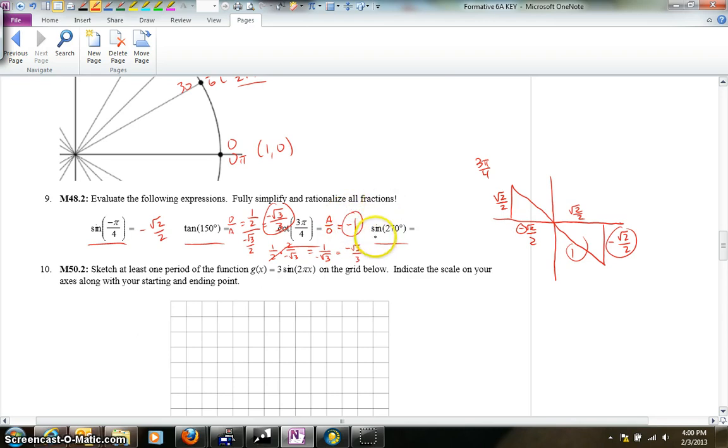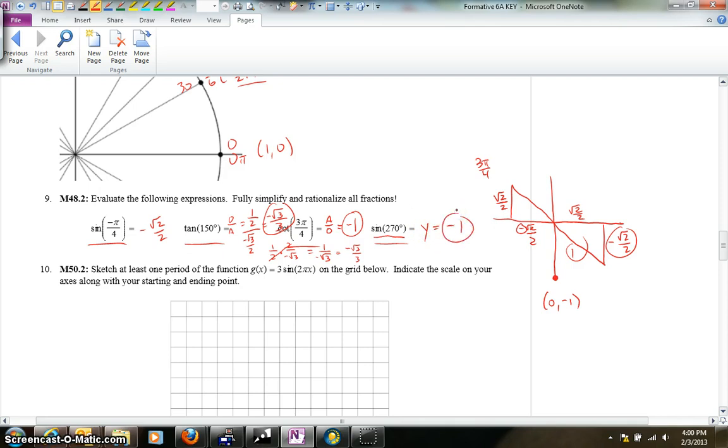Finally, we'll go ahead and do a sine of 270 degrees. That's down here where we have an x value of 0 and a y value of negative 1. If you want to try to think about it a couple different ways, you can, but remember, on the unit circle, the sine is just the coordinate of y. Y is negative 1 here, and so we get sine is equal to negative 1.